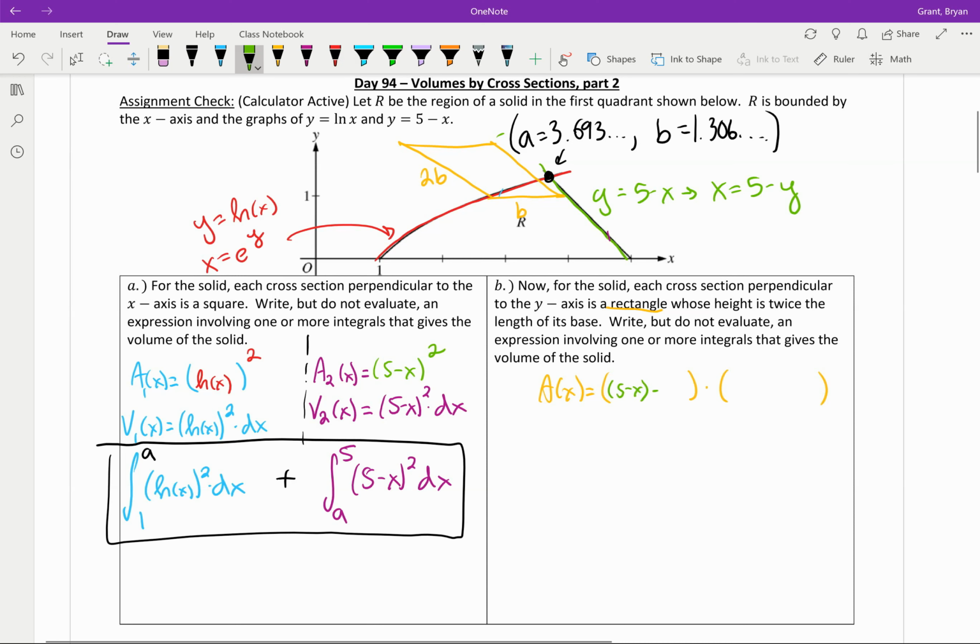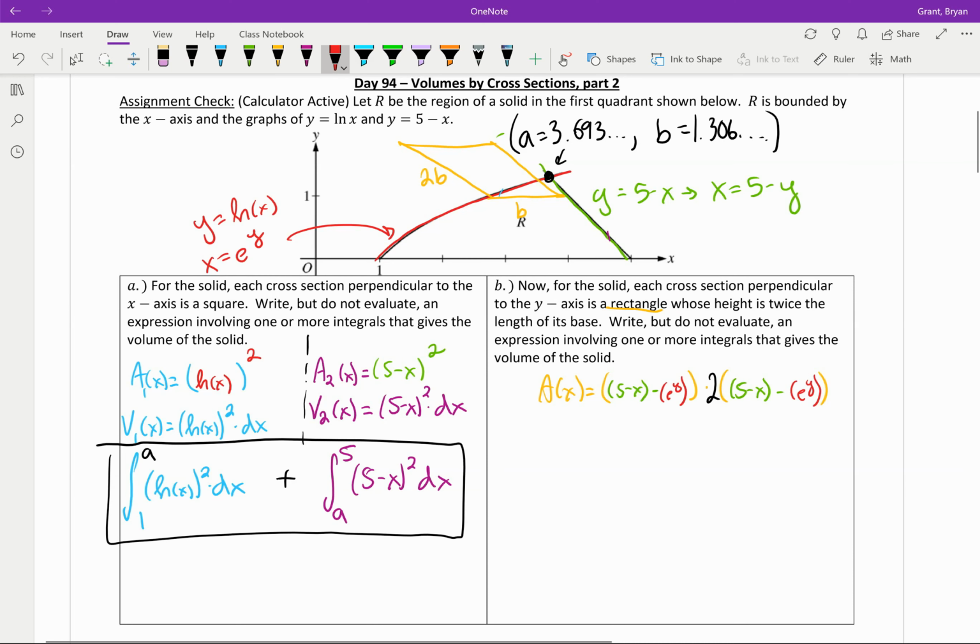And the left function is e to the y. And that will give us our base. Well, how is our height different than the base? Well, it's exactly the same, except it's double the base. So 2 times 5 minus x minus, and then e to the y.